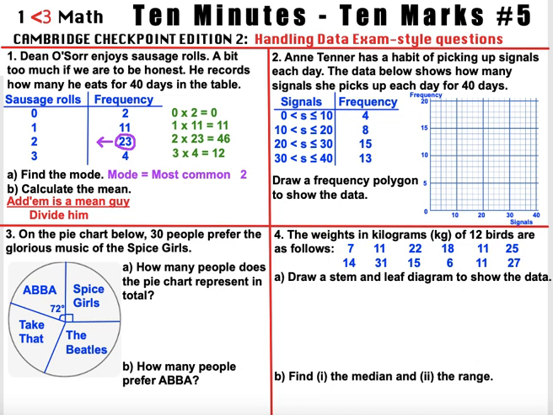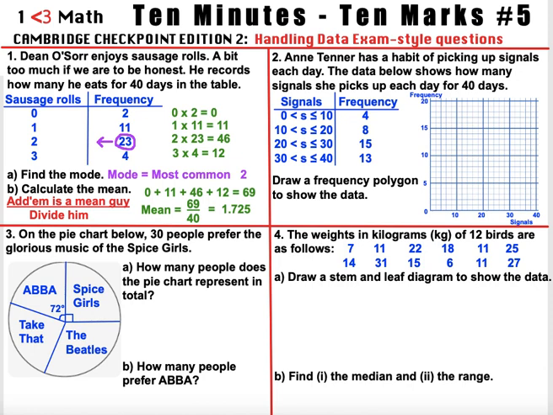Now this is the part where we can now add up. Adam is a mean guy. 0 add 11, add 46, add 12 is 69 sausage rolls. Now we're going to divide this by the number of days that there were, the total frequency, 2 add 11, add 23, add 4, that adds up to 40, though it does tell us that in the question. So the mean is going to be 69 divided by 40, and that's 1.725.